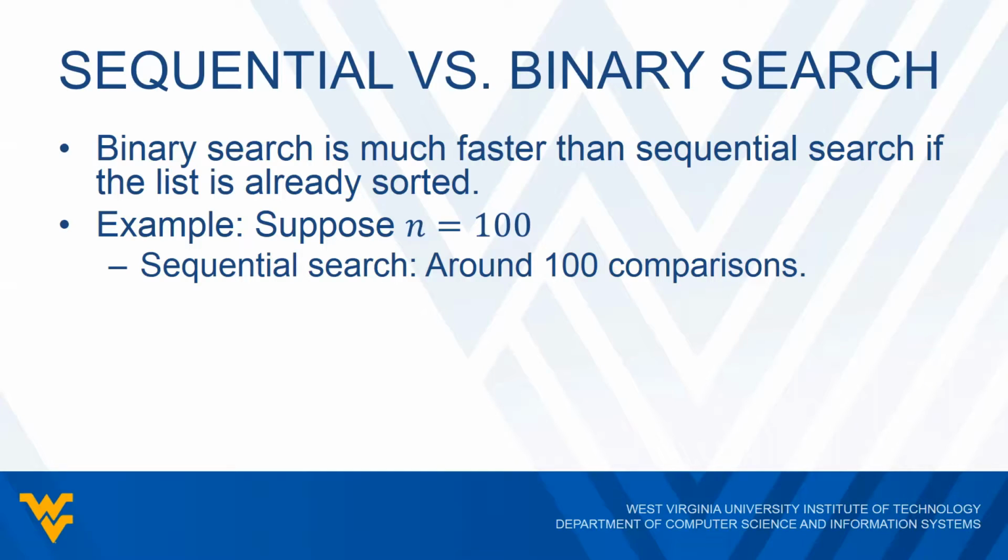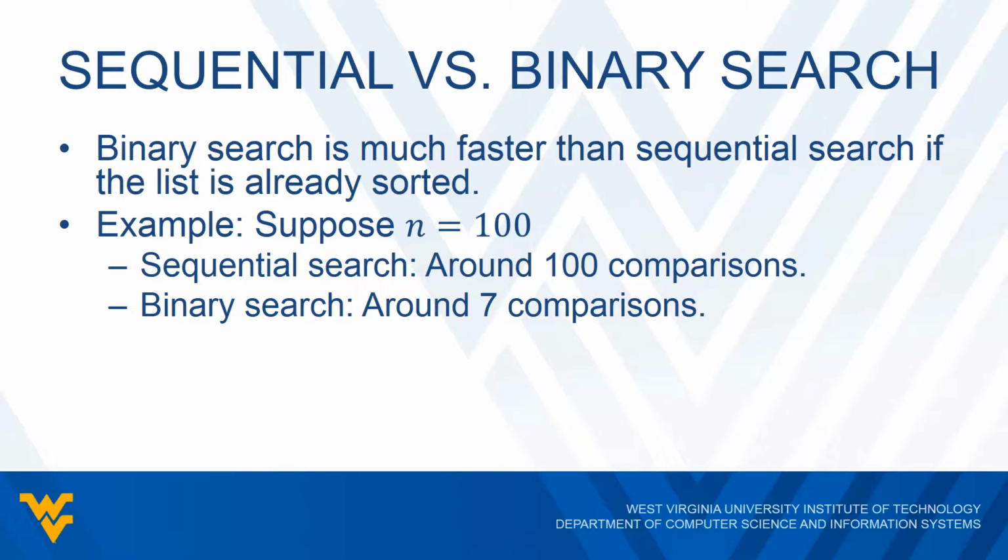Now what about binary search? Remember, the number of comparisons is going to be how many times we cut the list in half, or log base 2 of n. Well, log base 2 of 100 is about 7 comparisons. So that's pretty good when you think about it. I mean, 100 comparisons versus 7, that's a pretty good difference. Let's try something a little bit bigger, just to give you an idea.